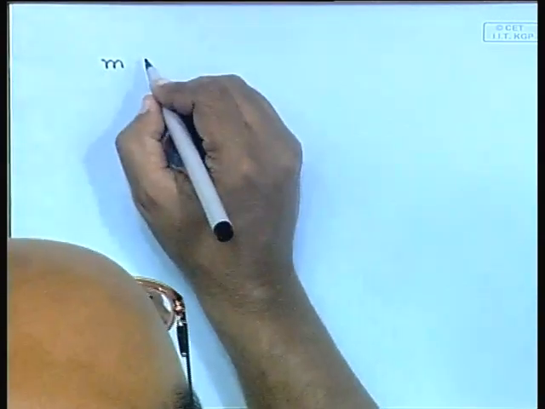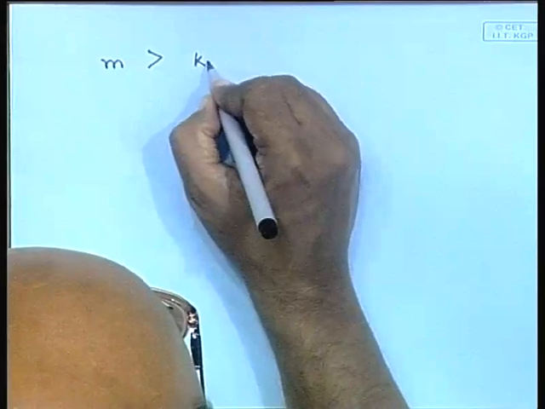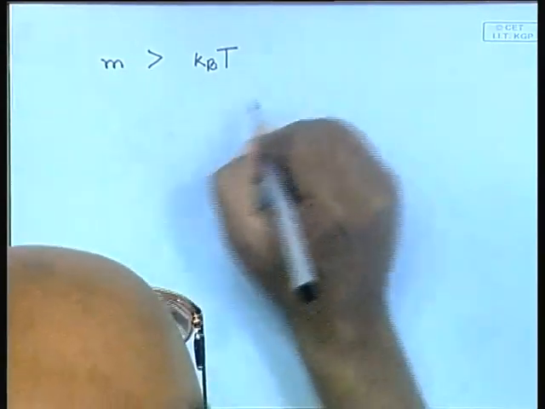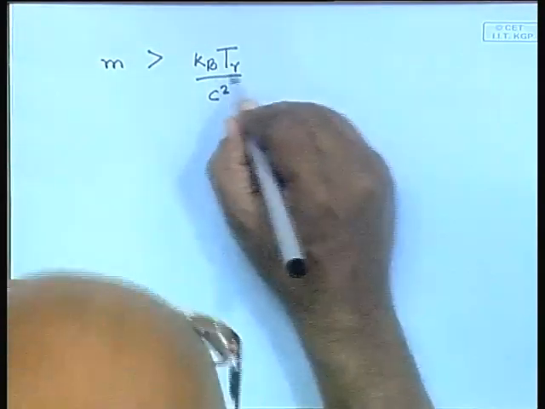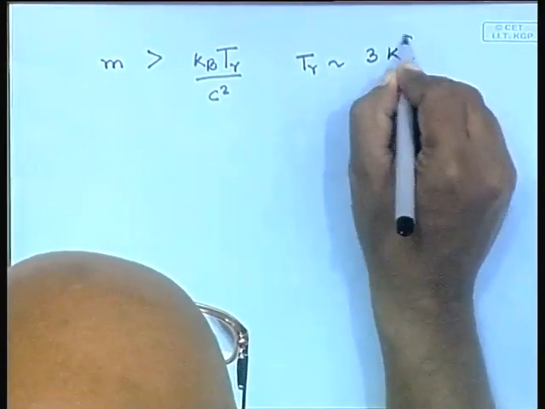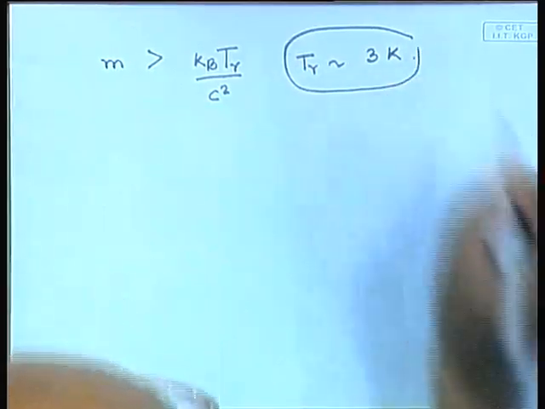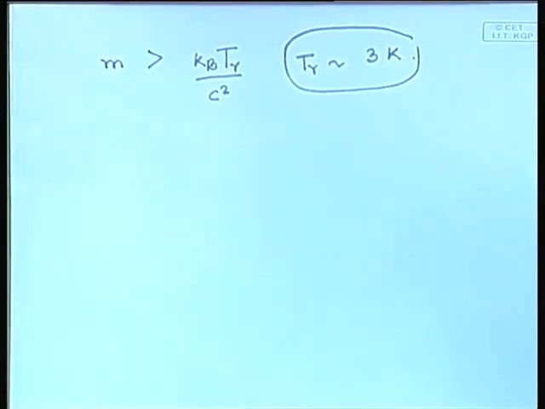Let me also tell you a little bit about neutrinos. Suppose we have a cosmological neutrino species whose mass at present is greater than kB T by c square, where this T is the present temperature of the photon or the neutrino background. So, T is of the order of 3 Kelvin, and the mass of the neutrino is, let us say, much more than that.